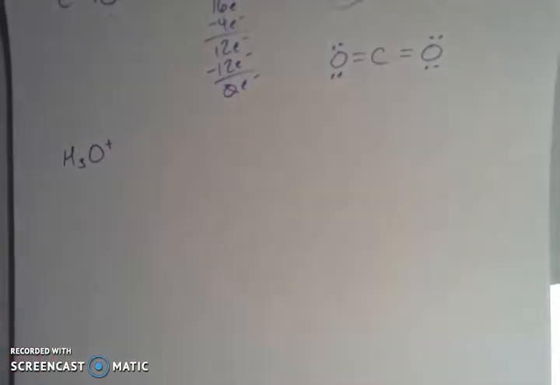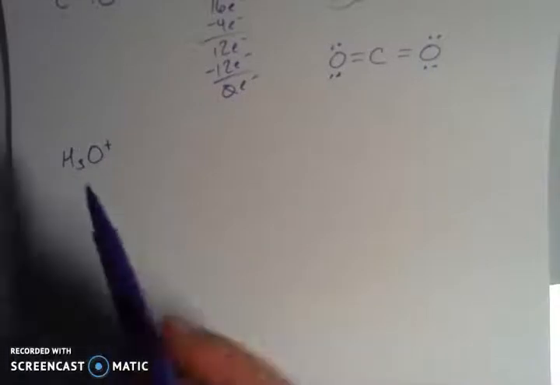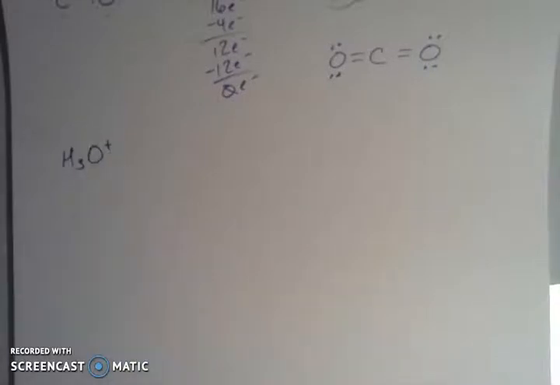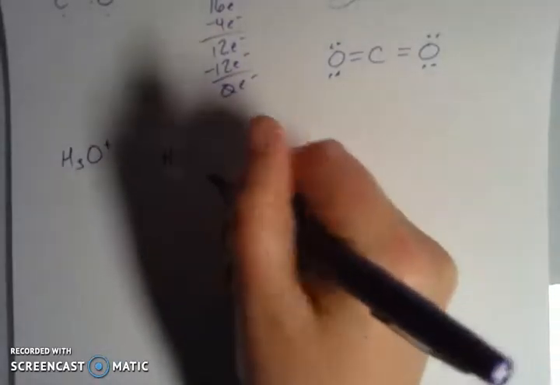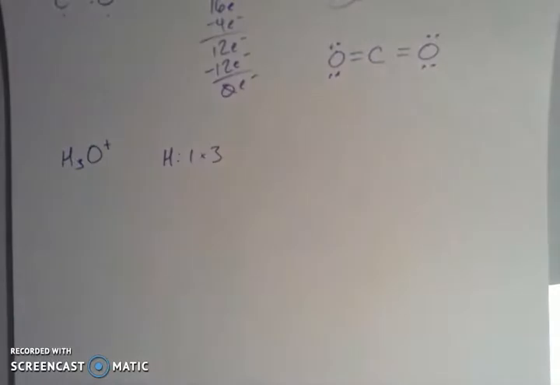So if I look at H3O+, then I have to factor in the fact that this has a charge on it, which means that there's an abnormal amount of electrons in it. And that's what gives me that charge, right? An imbalance between the protons and electrons. So let's figure out how many valence electrons I have. From my hydrogens, I have 1 per hydrogen, and I have 3 of them.